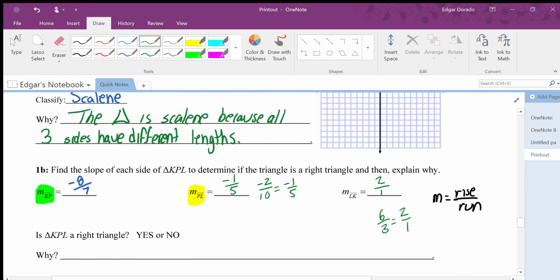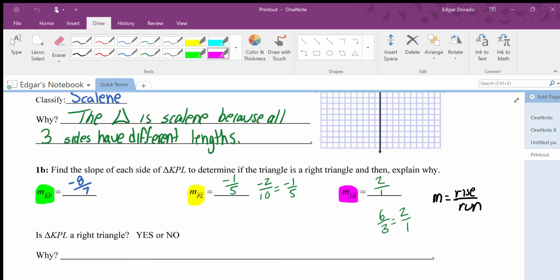So the question now becomes, is triangle KPL a right triangle? Yes or no? Okay, I want you guys to think about that for a second. What do we know about a right triangle? First off, a right triangle is only made when we have what kinds of lines? It's a specific name that we have of the lines, and those are the only ones that will ever give you a right angle. Okay, and hopefully now you're saying that those are perpendicular lines, which you would be right.